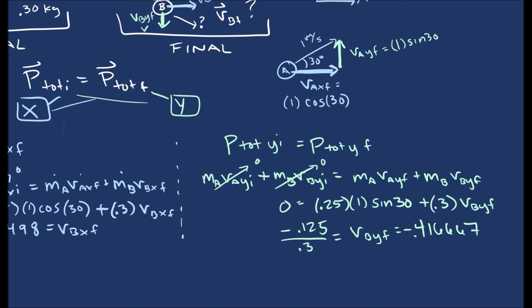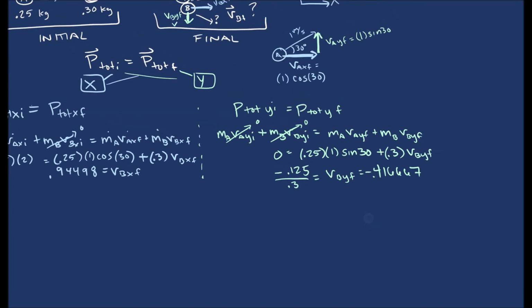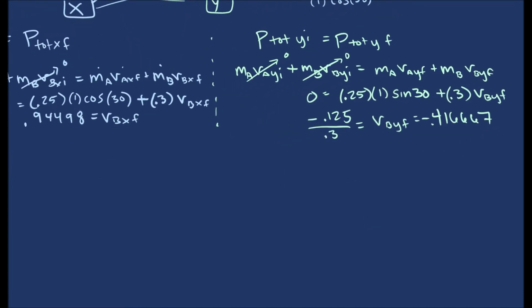So now we actually know both of these. Let's redraw our final situation here with billiard ball B, and plug in the components. I mean, we could report that it had an x component of 0.945 and a y component of negative 0.417 for its velocity, but let's be complete here and talk about what the actual magnitude of velocity B final is, and its direction. So we want to find this angle as well.